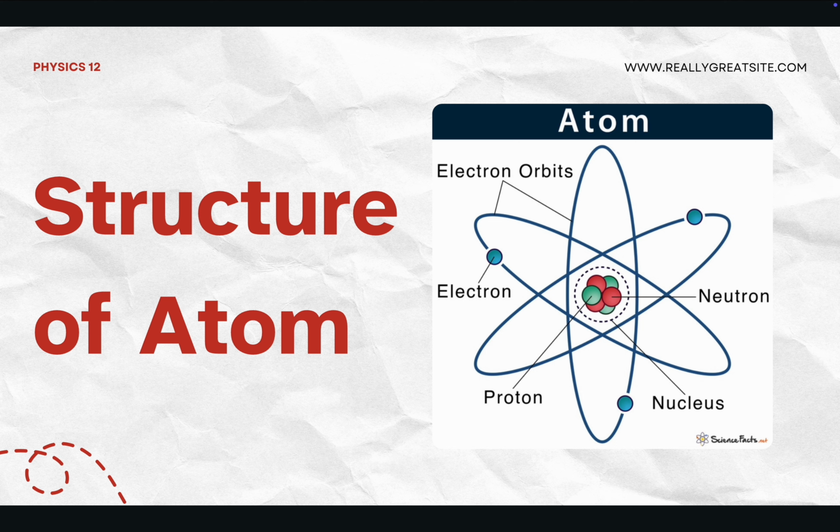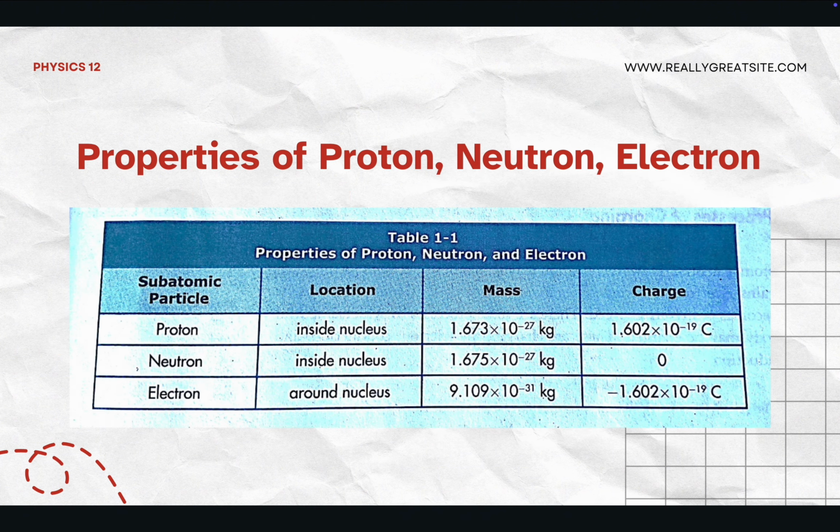To understand electrostatics, we must first look at the structure of the atom. An atom consists of protons, neutrons, and electrons. Protons are positively charged while neutrons have no charge. They are both inside the nucleus, while electrons orbit the nucleus and carry a negative charge. These are the properties of the three subatomic particles. We need to remember them to solve the following problems later on.